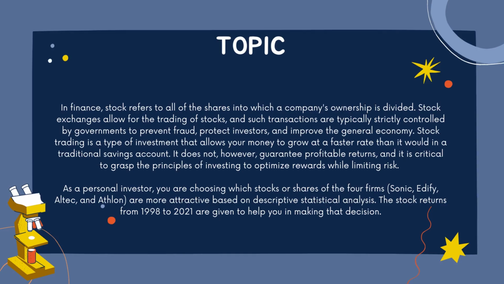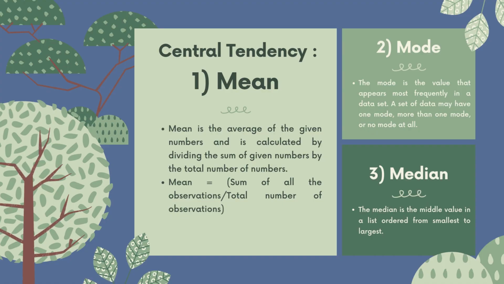So here is the topic given for our assignment. There are three most common measures of central tendency, which are mean, mode, and median. Mean is the average of the given numbers and is calculated by dividing the sum of given numbers by the total number of numbers. Secondly is the mode. The mode is the value that appears most frequently in a data set. A set of data may have one mode, more than one mode, or no mode at all. And lastly is the median. The median is the middle value in a list ordered from smallest to largest.